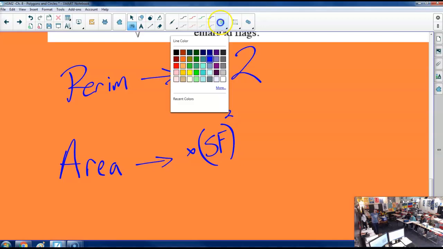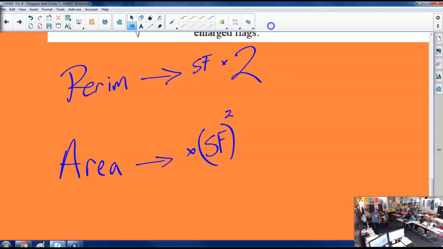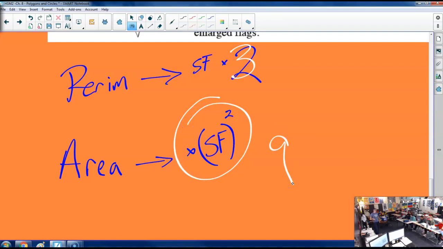So if, hypothetically, your scale factor is 3, what's your area scale factor going to be? 9. Whatever happens to the lengths, scale factor-wise, square it. That's what happens to the area. The area's scale factor is the linear scale factor squared. We figured it out yesterday, we just got confused because there were so many words. The perimeter scale factor is the square root of the area's scale factor.